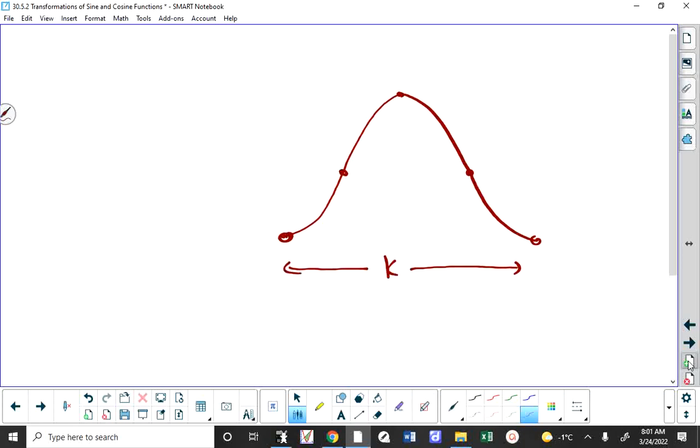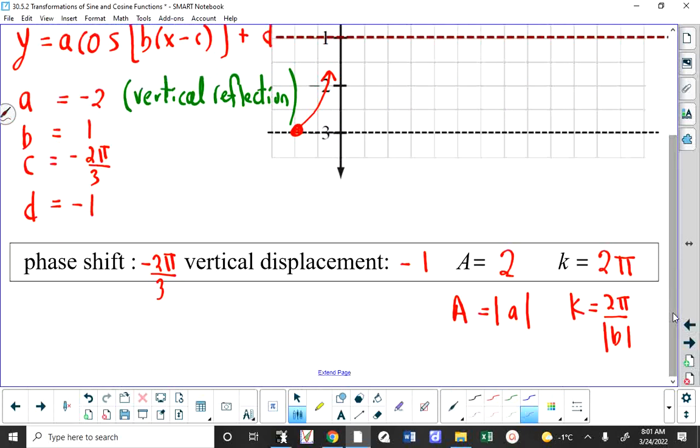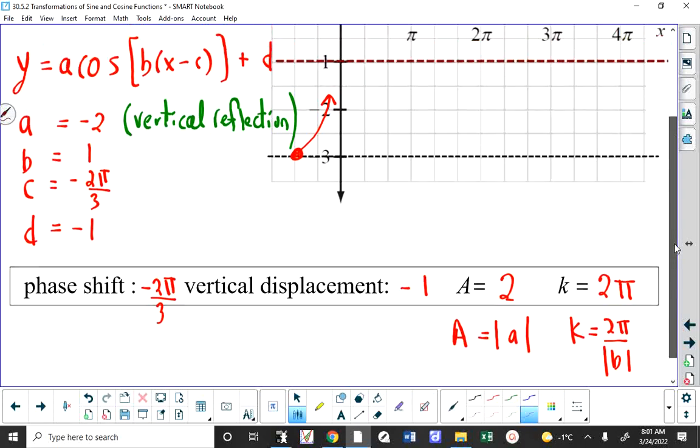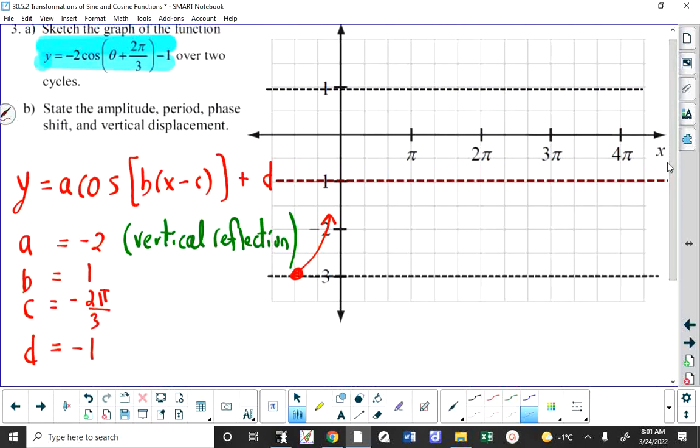So we have to draw this series of 4 curves connected together over the period, and we were told the period is 2 pi. Well, we weren't told that, but we figured out the period is 2 pi. So what is 2 pi? Horizontally, 2 pi is the distance from here to here.